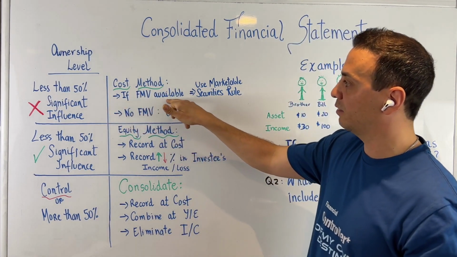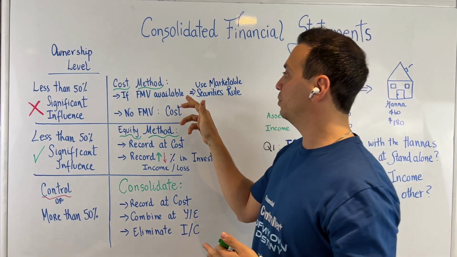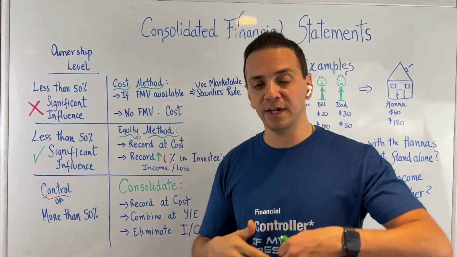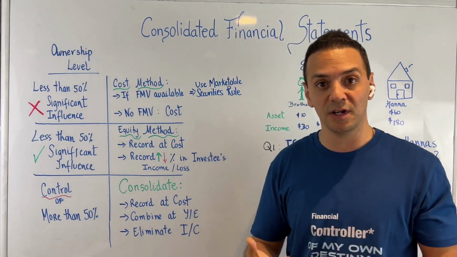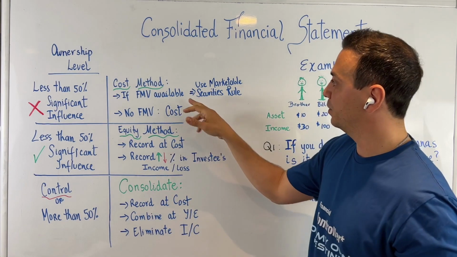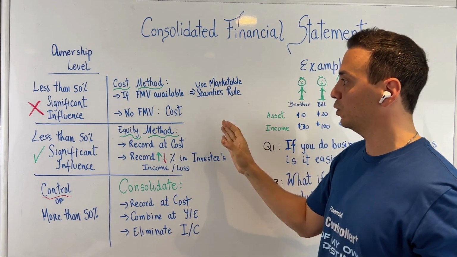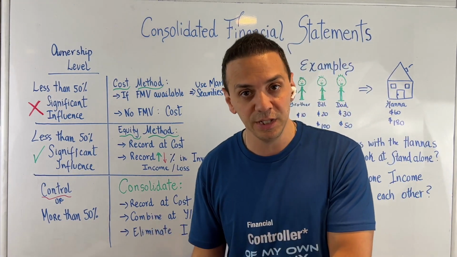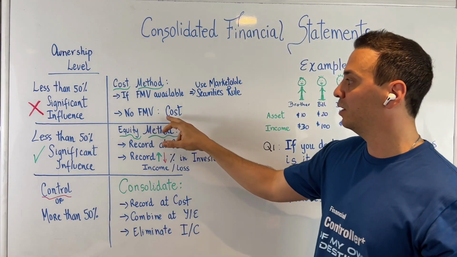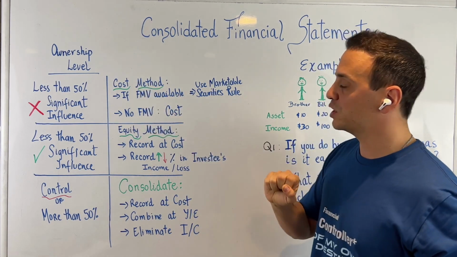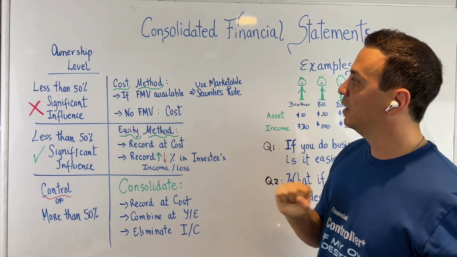If you have fair market value available, then you'll be using the marketable securities rule. And this is an example of a publicly held stock. So this is a stock that trades on an exchange and you have fair market value available, then you'll be using the marketable securities rule. If you have no fair market value available, so say you're investing in a private company and you have no fair market value, you'll be using the cost method of accounting. You can go ahead and look this up online. It's a pretty simple method of accounting.